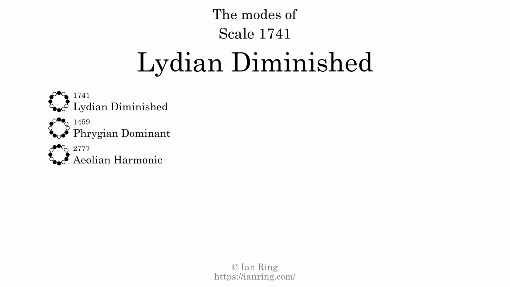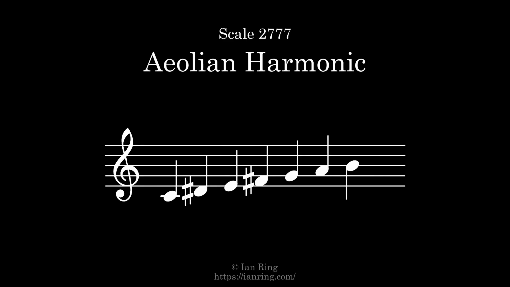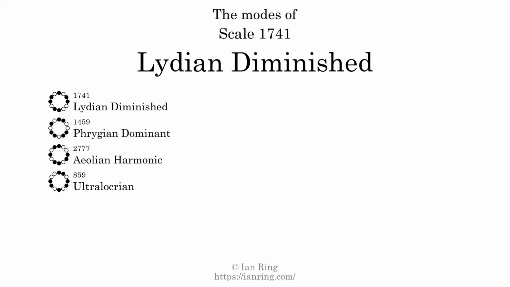The third mode is scale 2777, also known as Aeolian harmonic. It sounds like this. The fourth mode is scale 859, also known as ultralocrian. It sounds like this.